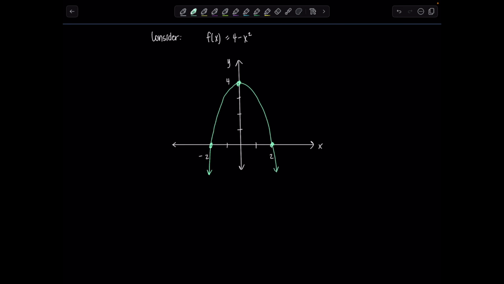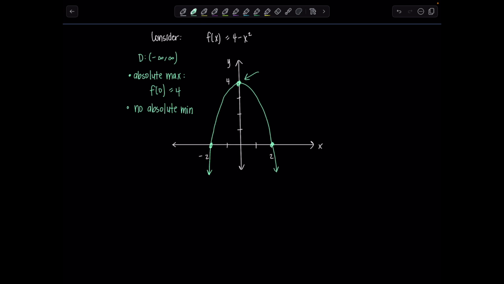At the moment, if I consider the entire domain, from -infinity to infinity, I have an absolute max right here, f of 0, which is 4. Do I have an absolute min? No, no absolute min. Why is that? Because I don't have a closed interval.